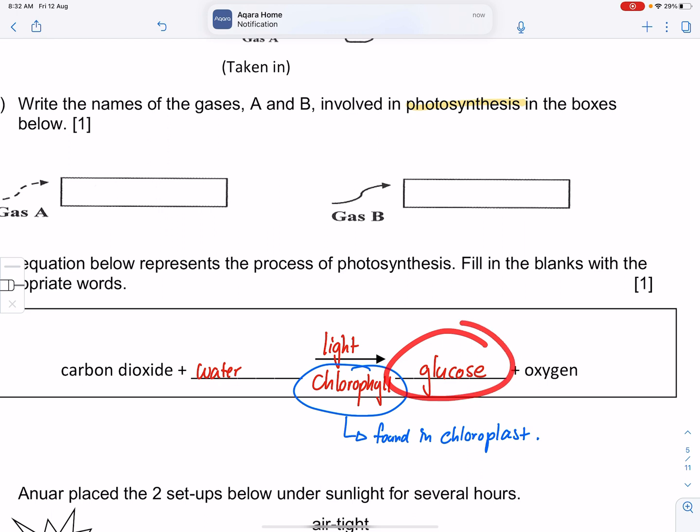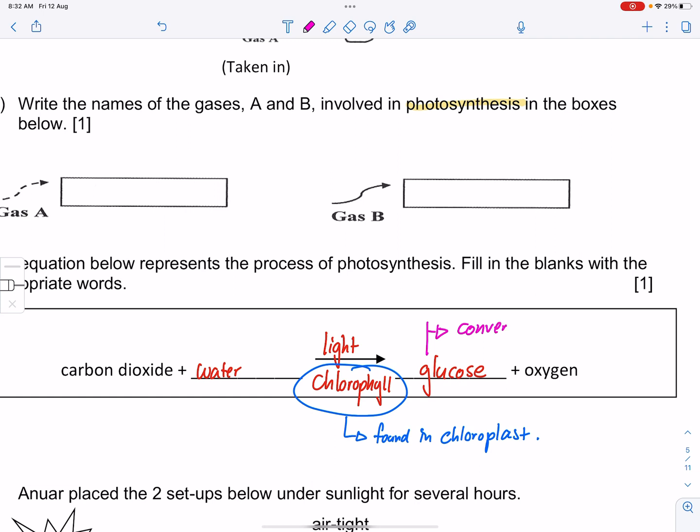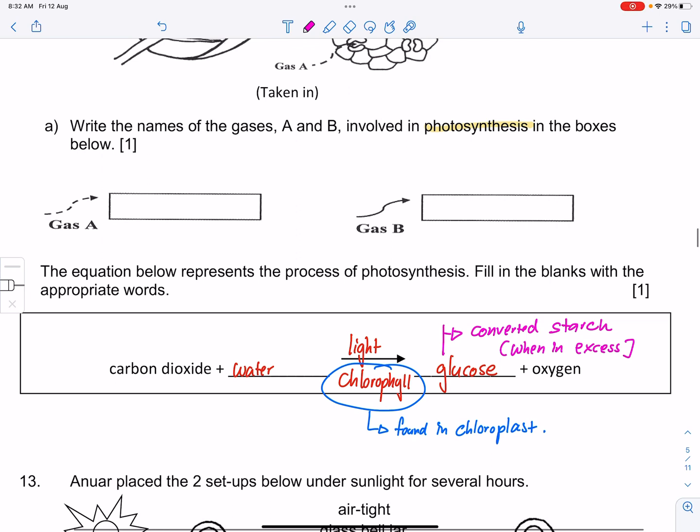Okay? Now, it is also worthy to note that this glucose will be converted to starch, when in excess. Now, this starch is then stored in your roots or at your fruits and everything else. Please pen down all these annotations. They are there to help you make sense of things and to connect the dots between one topic and another topic. Okay? So with this in mind, you will actually be able to answer A. So that's why I said to write down this equation right at the start, in fact.